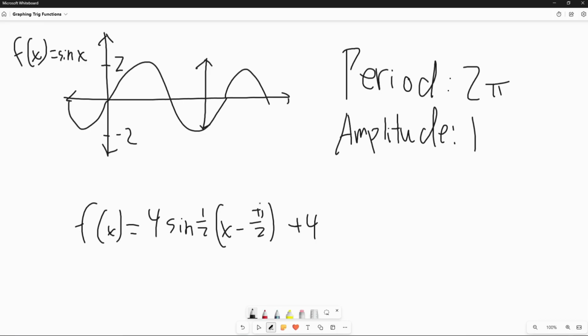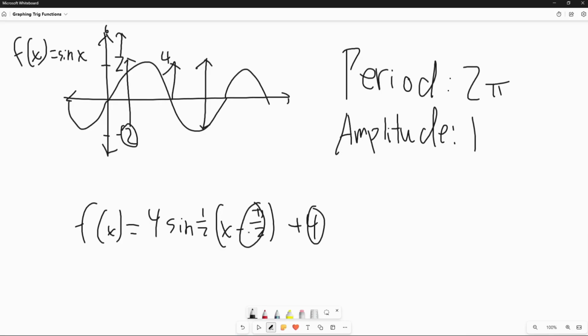You can see the new numbers we have are this and this. And if you've had any experience with graphing quadratics or really any other function, you could probably guess what these do. This 4 moves the graph up 4 units. So this -2 would go up here to become 2. This 2 would become 6. In the middle of the graph, which is 0, would become 4.